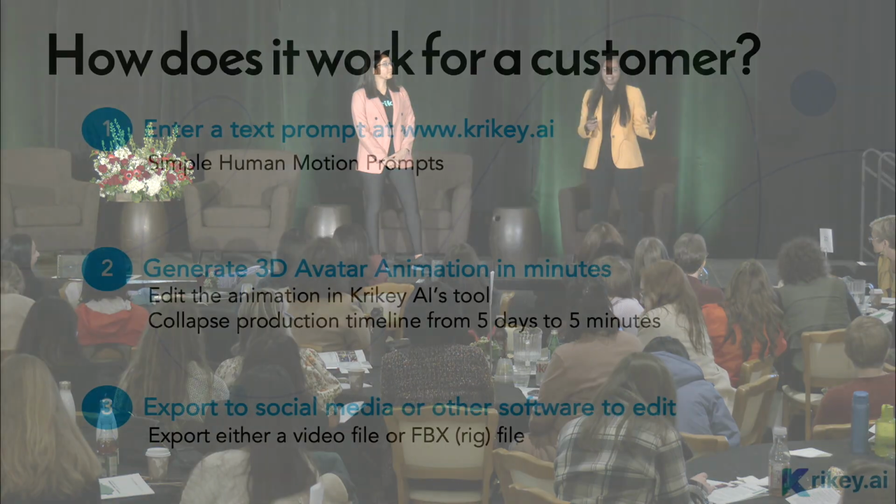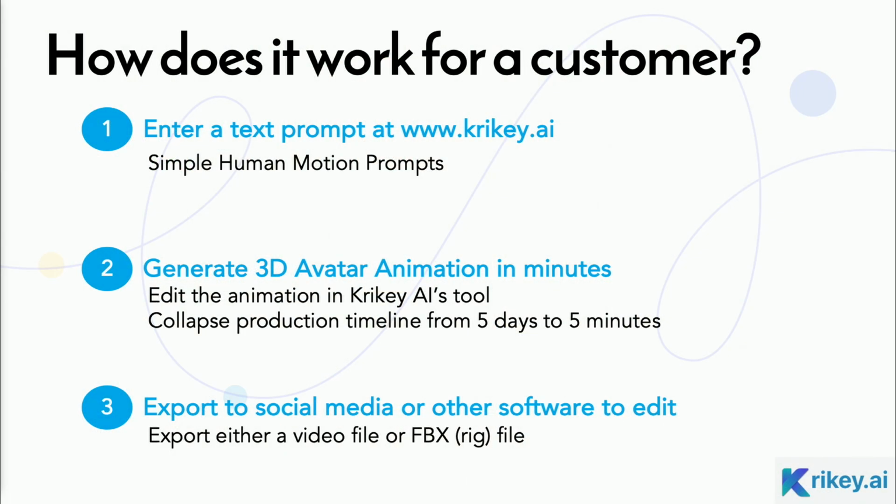So how does it work for a customer? We'll start on the business side to understand what the tool is and why it's important. You can go to krikey.ai, and all you have to do is enter a simple text prompt. Today, we only do humanoid avatars, so it'll be a simple human motion text: walk, run, jump. We do zombie walk, moonwalk. We do a couple other types of prompts as well. You can generate a 3D avatar animation in minutes. Today, this process takes 5 to 10 business days. With our AI animation tool, it can take 5 minutes.